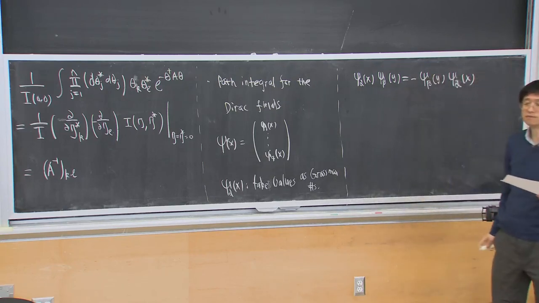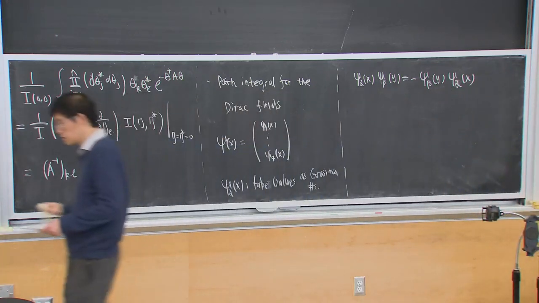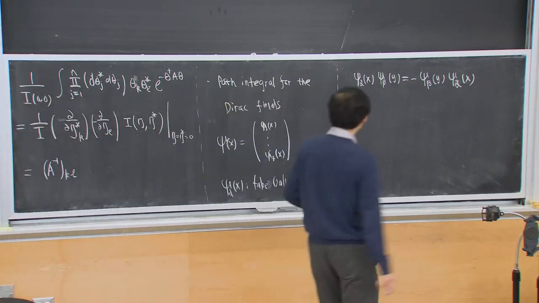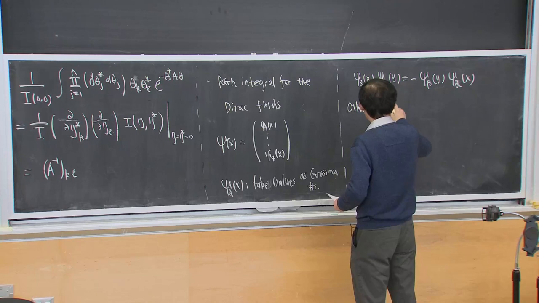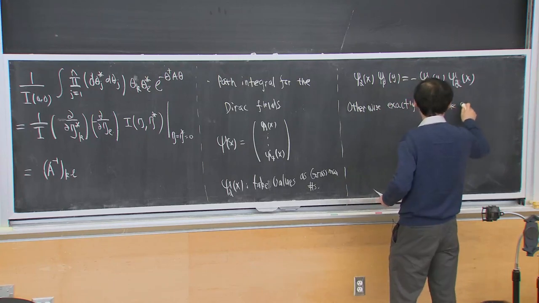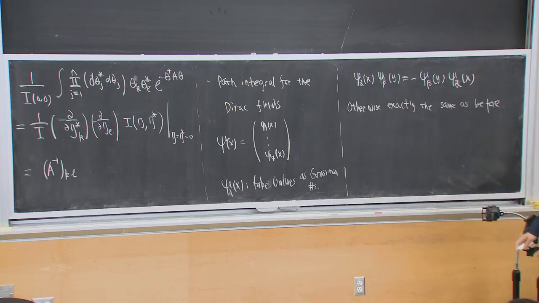They anti-commute. Okay, so this is the rule. Now that's the only difference, and now we can just do the path integral. The path integral is completely parallel to what we did before for a scalar field. The only difference is the things you are integrating.